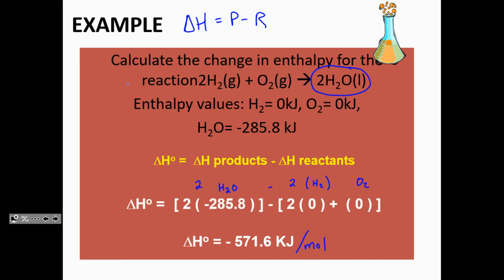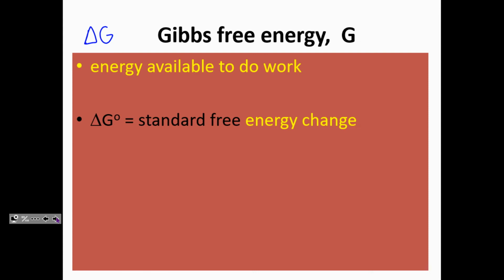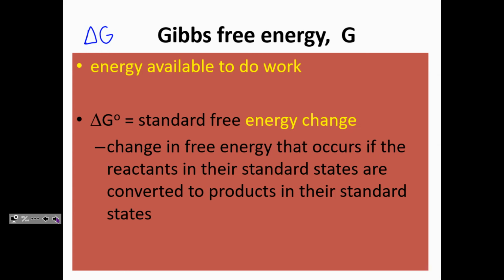Gibbs free energy has to do with that word I was talking about at the beginning, spontaneity, being spontaneous. So Gibbs free energy is the energy available to do work. We're going to use delta G, a change in Gibbs free energy, is the standard free energy change. The change in free energy occurs if the reactants in their standard states are converted to products in their standard states. A lot of wording. We have an equation that is associated with this, and it's right here.